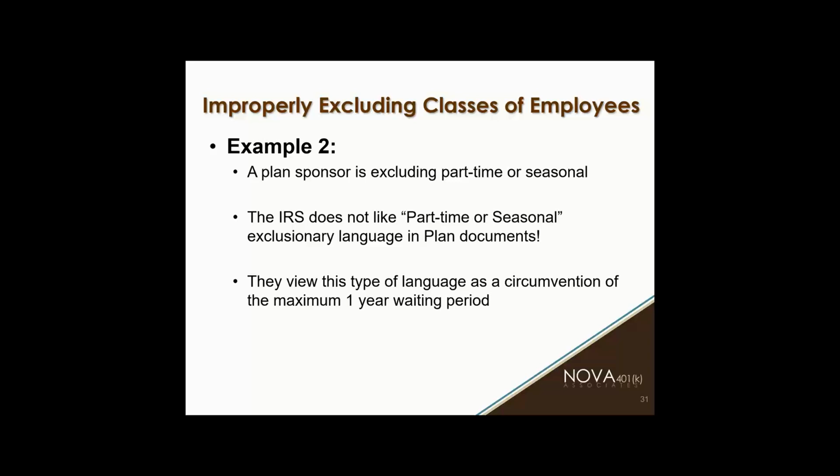The IRS does not like any kind of exclusion language that is based on service. Okay, like part-time, seasonal, temporary, right? They don't like that in the plan documents. They view it as a possible circumvention of the maximum 1-year waiting rule. Okay, now how could that happen? Well, part-timers can work more than 1,000 hours in a particular year, which would normally make them eligible, and you've excluded them. They don't like that.